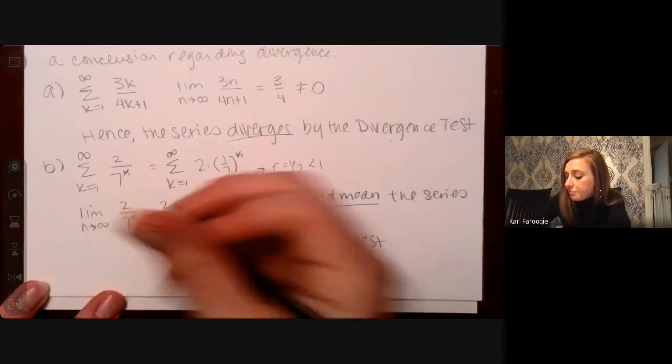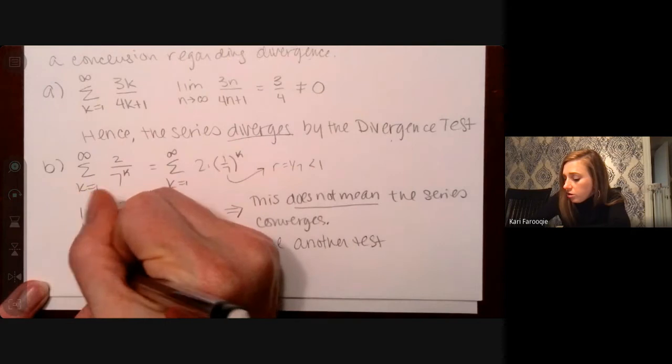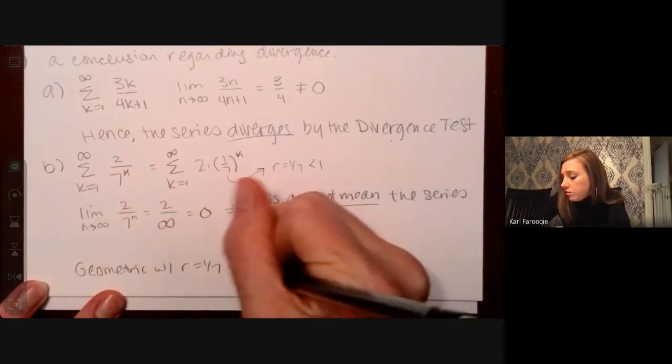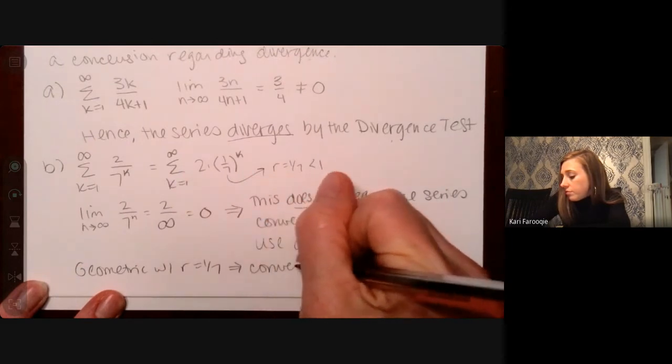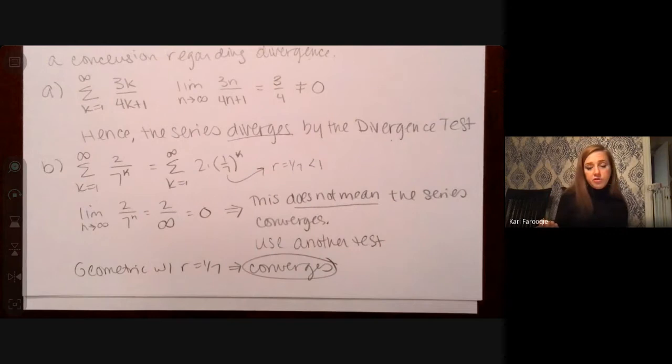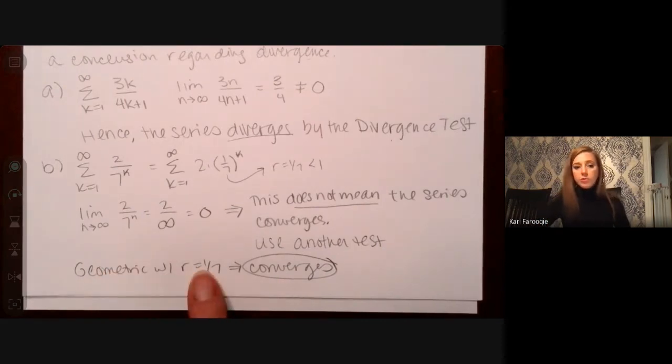We can say that it's geometric with r equals 1/7, hence the series converges. So we use the divergence test, and we weren't able to actually glean any information from that. Then we used another test, which is geometric series with r equals 1/7, to say that it does converge.